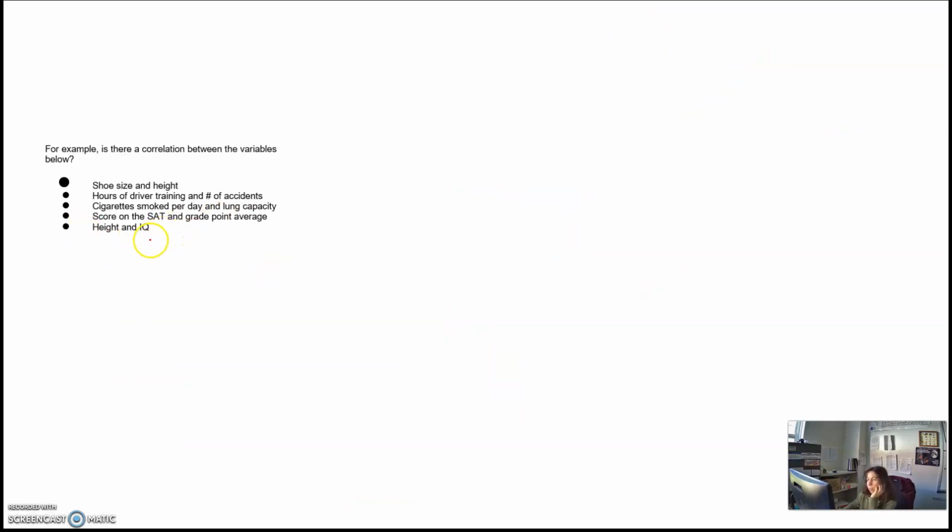So height and IQ, would we expect any kind of relationship between these two variables? If I were to put a person's height over here, and then IQ over here, and measured height and IQ in a group of people, would we expect any correlation? Height has nothing to do with our IQ. So we probably would see some data that is all over the place, like this. We would see no correlation, basically.